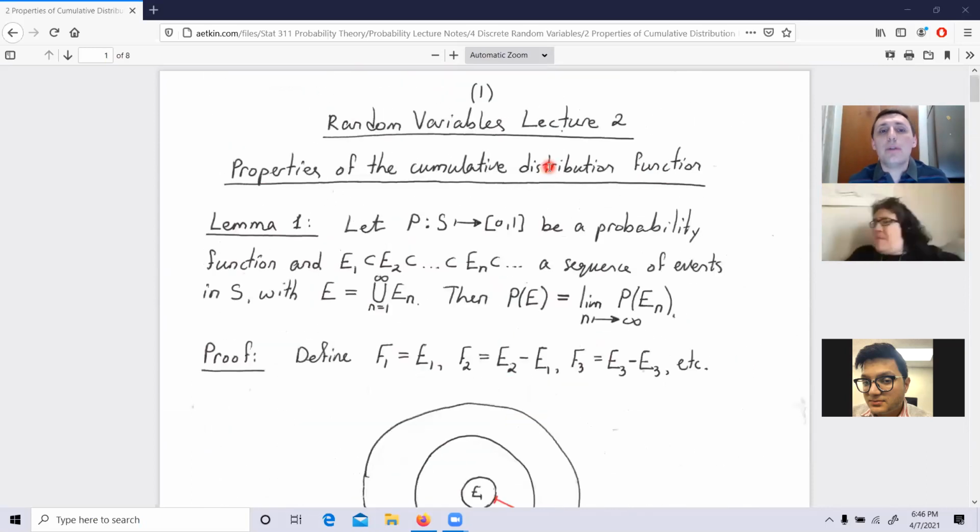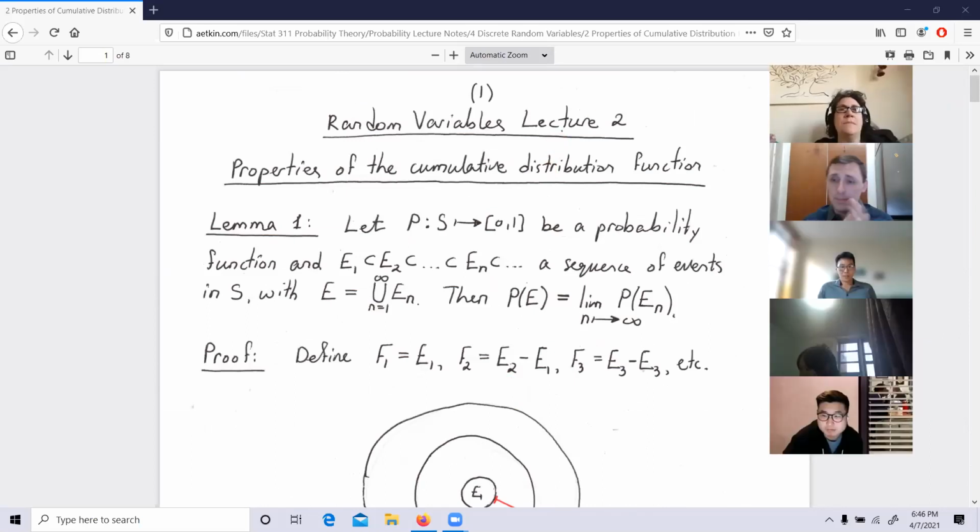Now let's talk about properties of the cumulative distribution. We don't have too much time, but let's begin a little bit. Yes, guys? Let's give a flavor of it.